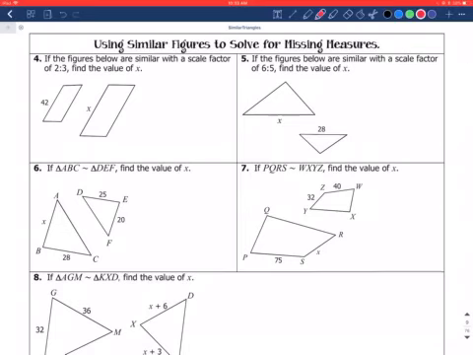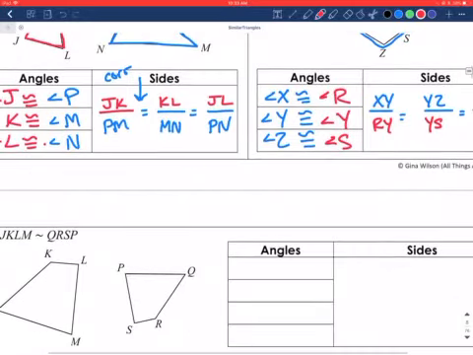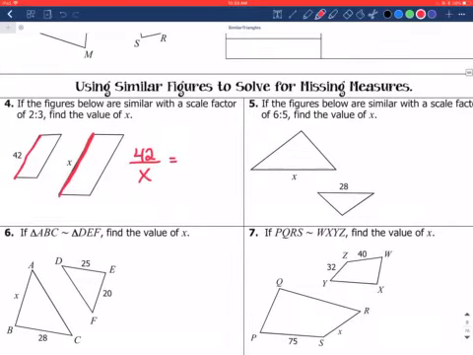So for number 4, using similar figures to solve these missing measures. The figures below are similar with a scale factor of 2 to 3. Okay, so a scale factor of 2 to 3, we'll find the value. So pretty much what you want to do is set up a proportion for this. So we have 42 and X. Those are corresponding sides, just like what we had up here. So that's kind of like the JK and PM. They're on two different shapes. Well, then we know that 2/3 is our scale factor. So it's got to equal 2/3 when it gets simplified out.